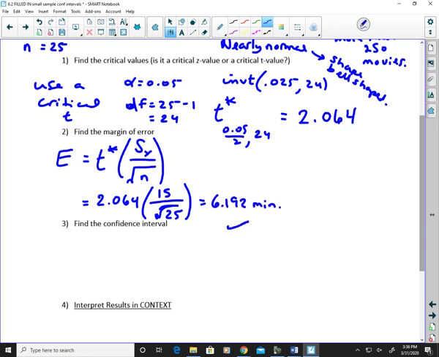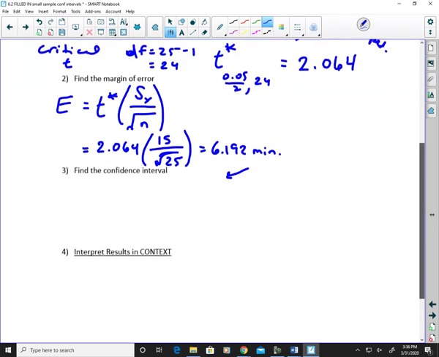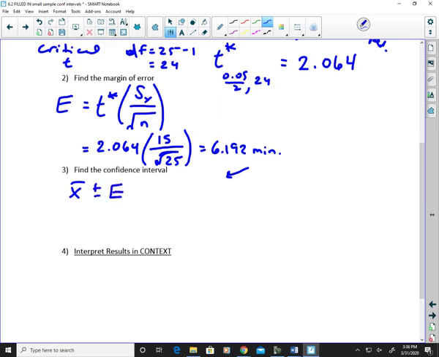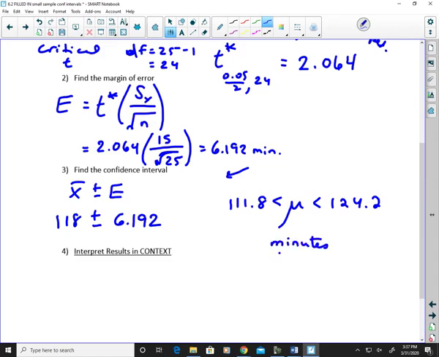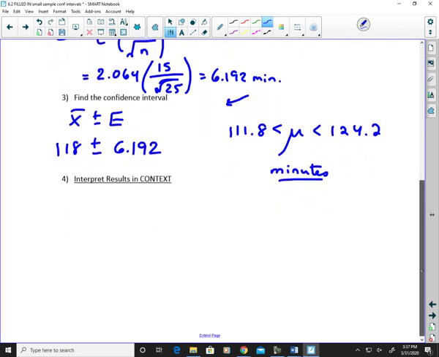which then goes down to the next calculation, where we take that error and add and subtract that error to the mean that we got from a sample. This will give us a window of what we think might be true about movies, but we could be wrong. 111.8, 124.2, and so those were minutes, just to remind you, because when you get down to the context, it's so important to have the units.